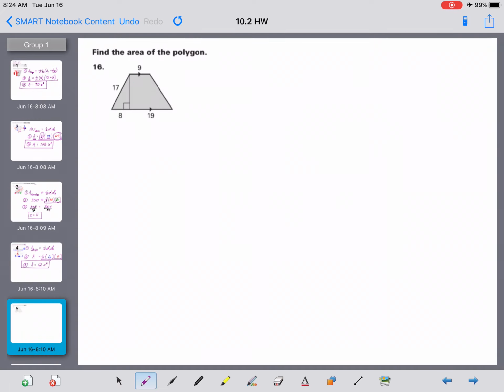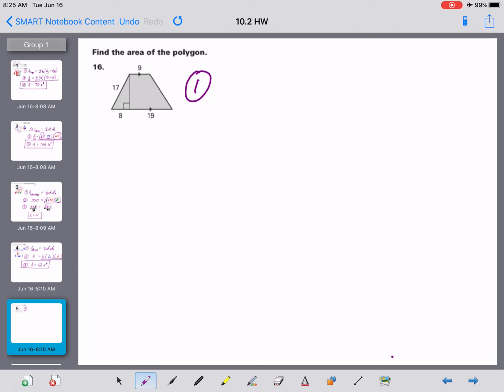All right, let's move on to 16 here, finding the area of a polygon where a little bit of extra information is given, but also not all of the needed information is given to you. You're going to have to hunt for it a little bit, so this is quite a bit harder than the first problem that we did. Okay, guys, so step 1, start with what you know.